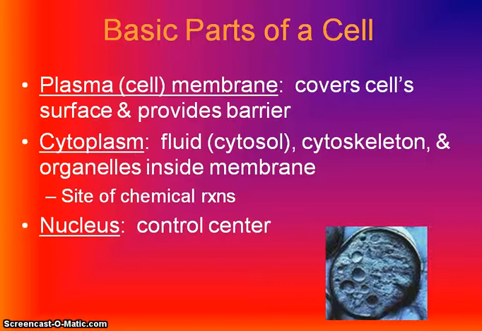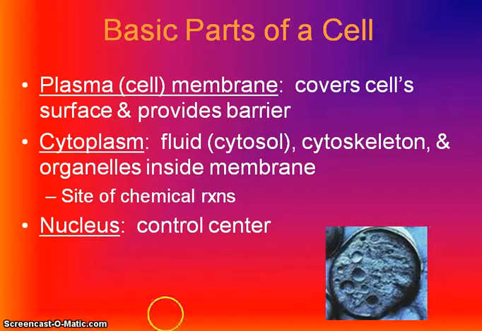Some basic parts of a cell are the plasma or cell membrane. Those are the same thing. That's the outer surface, and it provides a barrier. It provides some structure and support. It also is what determines what enters and leaves the cell. The nucleus is towards the middle of the cell, and that's the control center. That's where you're going to find the DNA and all the directions that the cell needs to survive.